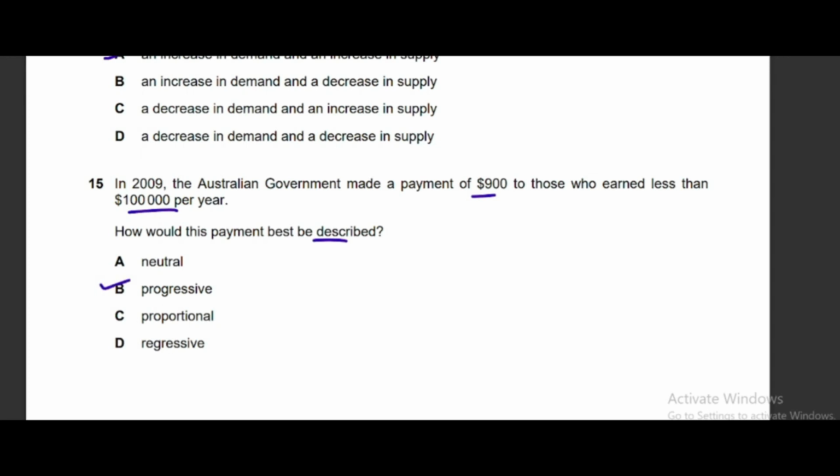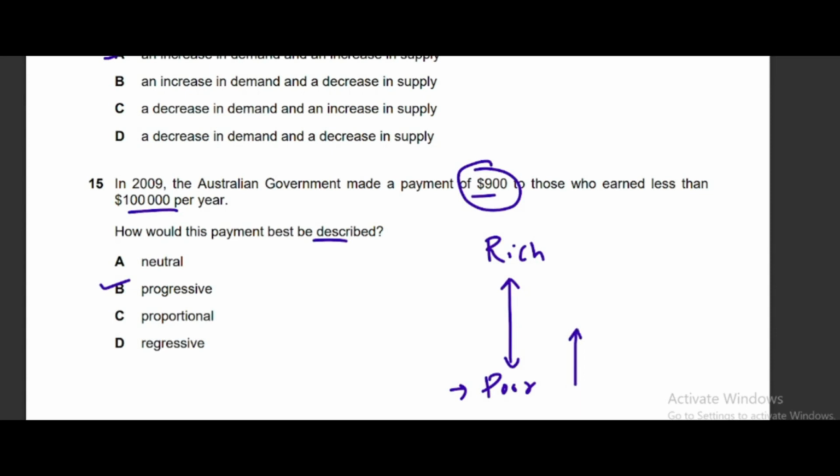Progressive payments and progressive charges are basically the kind of payments and charges that reduce the income gap between rich and poor. It reduces the income of the rich class and it increases a little bit the income of the poor class. For example, if we assume initially the income of the rich is much higher and the income of the poor is much lower, so this much gap already exists between them. When the government pays $900 to all those who earn low income, then the income of these poor people will go a little higher.